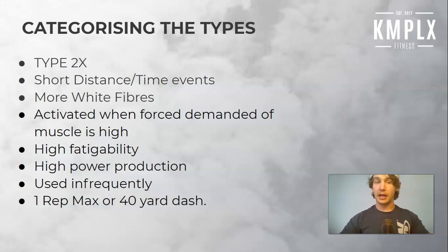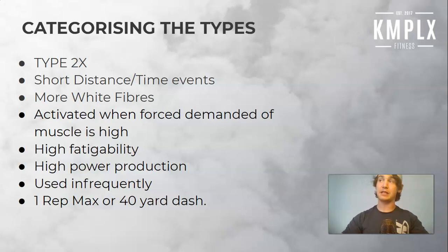Then onto the type 2X, this is your short distance or time events. So this is your 100-meter sprinter, your 40-yard dash, your Usain Bolts and the likes. These guys have more white fibres, whereas the type 2A have a kind of even amount of red and white fibres. It's activated when force demanded of muscle is high. So again, you're taking off those first 6 seconds of a sprint where you're going at absolute max. That's when it's activated.